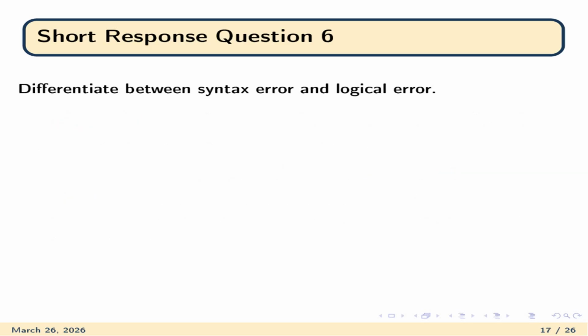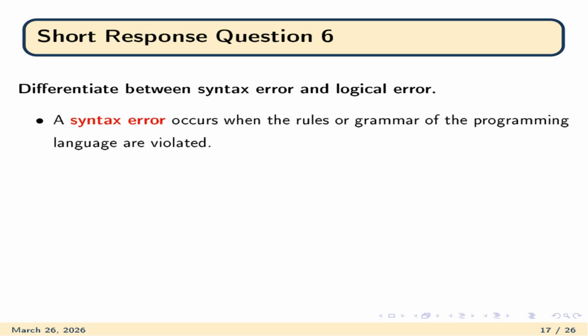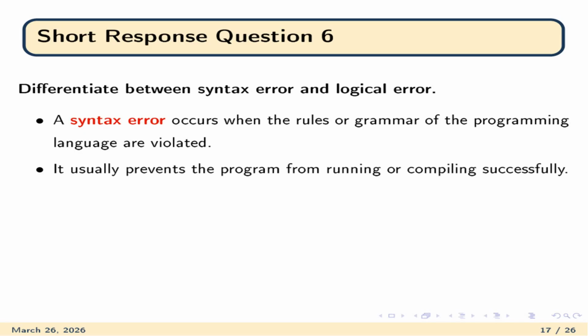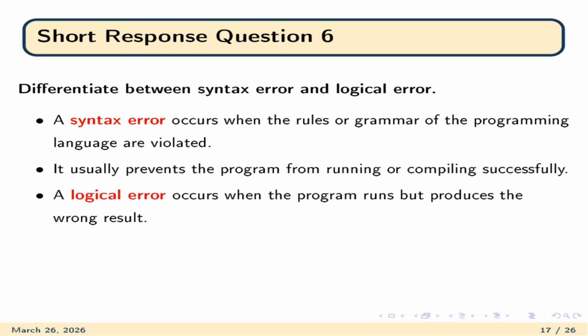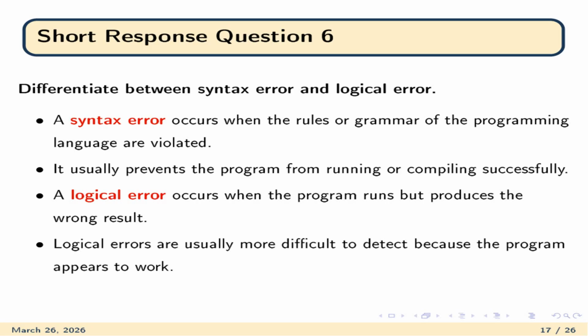Question number 6. Differentiate between syntax error and logical error. A syntax error occurs when the rules or grammar of the programming language are violated. It usually prevents the program from running or compiling successfully. A logical error occurs when the program runs but produces the wrong result. Logical errors are usually more difficult to detect because the program appears to work.